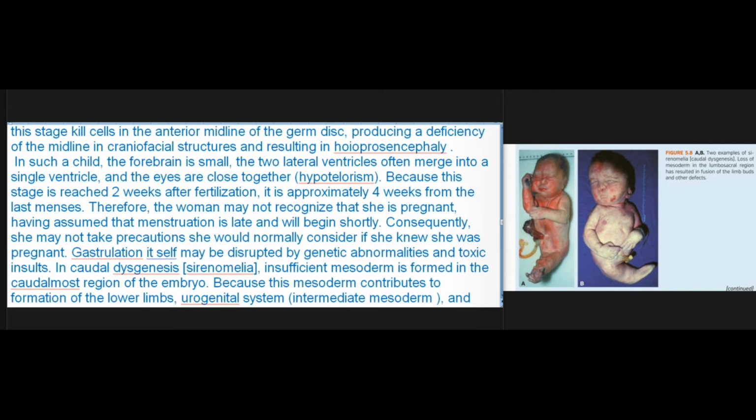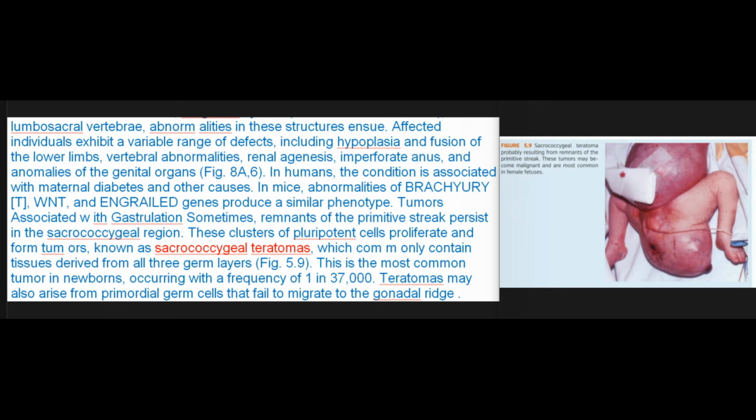In caudal dysgenesis, sirenomelia, insufficient mesoderm is formed in the caudalmost region of the embryo. Because this mesoderm contributes to formation of the lower limbs, urogenital system, intermediate mesoderm, and lumbosacral vertebrae, abnormalities in these structures ensue. Affected individuals exhibit a variable range of defects, including hypoplasia and fusion of the lower limbs, vertebral abnormalities, renal agenesis, imperforate anus, and anomalies of the genital organs, Fig. 8a.